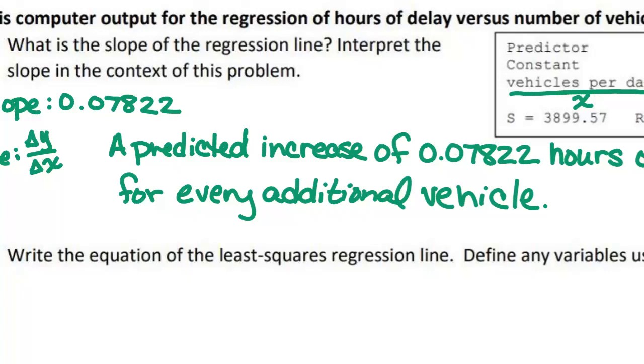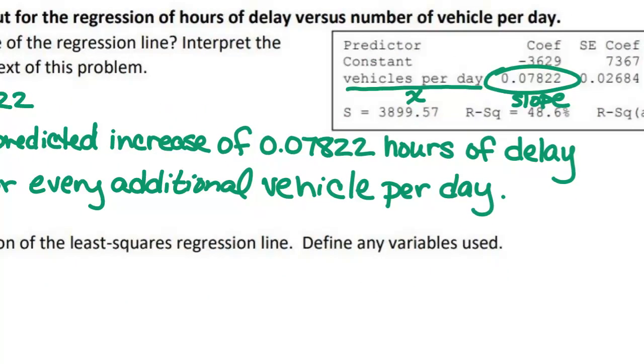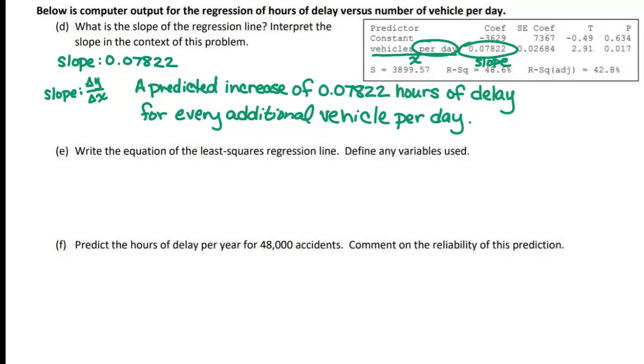You could say vehicle per day. Since they wrote vehicle per day, I'm going to go ahead and add that, because they had that per day part. Anywhere I can grab those extra context pieces, I'm going to grab those and put them in. You could say for every one more vehicle per day. That would be fine too. We want to talk about how the x is increasing by 1, and then what's happening to our prediction for y. That's what my slope means.